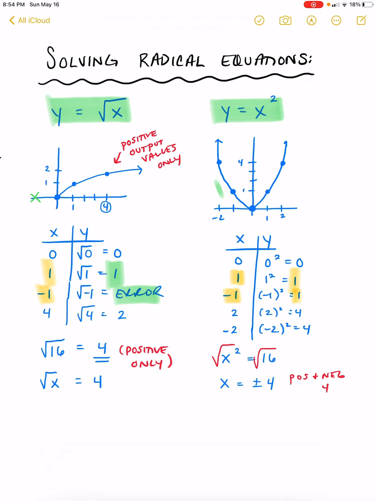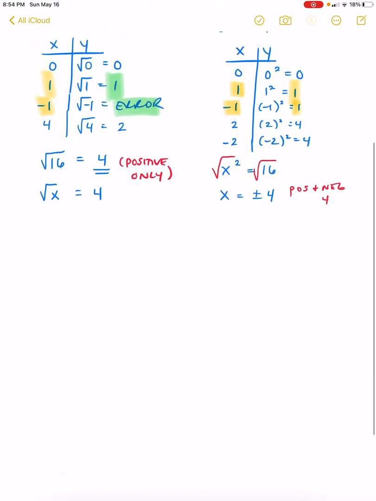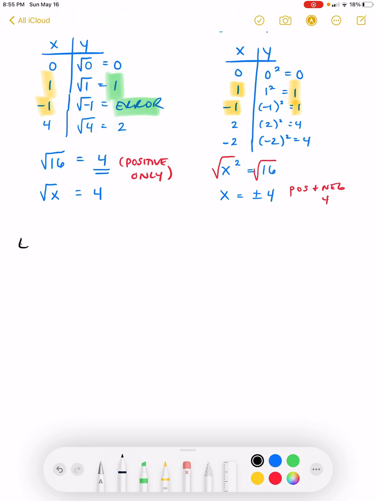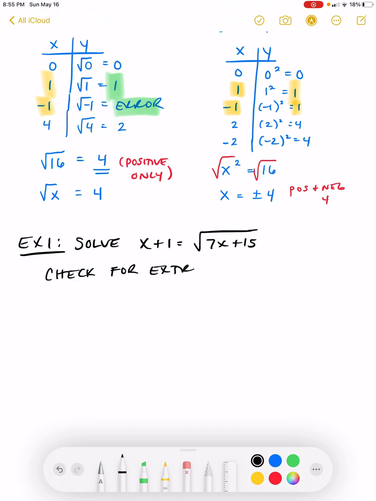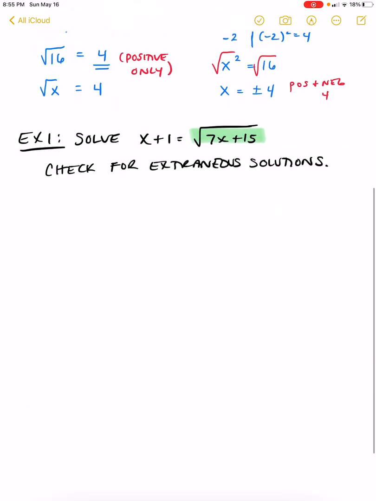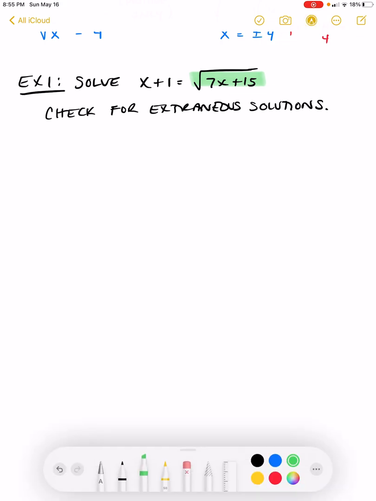All right, so let's take a look here at the first example. What we're going to do is solve x plus 1 is equal to the square root of 7x plus 15. And then when we're finished, we're going to check for extraneous solutions. All right. So the first thing that we need to do is isolate the radical on one side, which, if you look at this, it already is. The radical is already by itself on the right side of the equation.